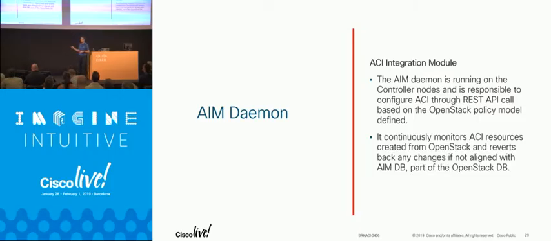Another function it does is to use a webhook on the objects that it creates on ACI. At any point in time, it makes sure that the synchronization is always correct, so that there is no misconfiguration. So if you change something in ACI, it will push it back, and it will make sure that the configuration is aligned between the database running in OpenStack and the ACI view from a configuration standpoint.